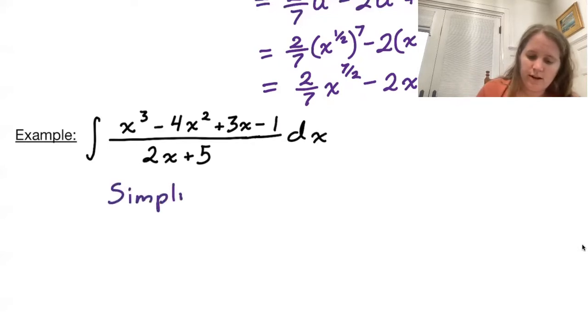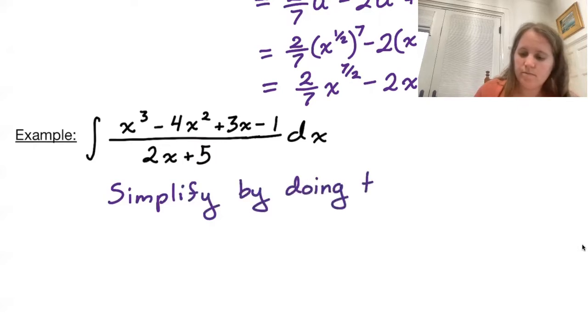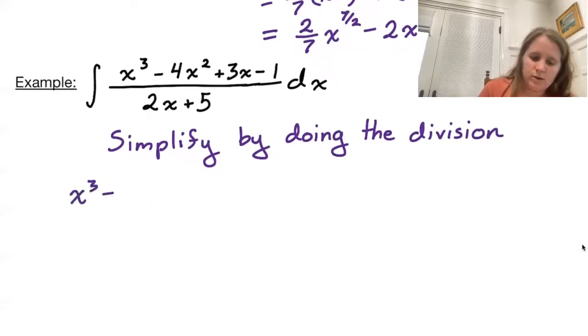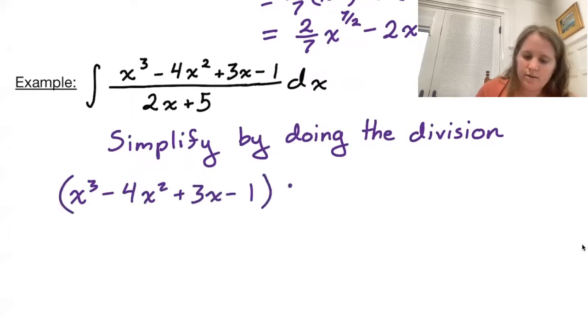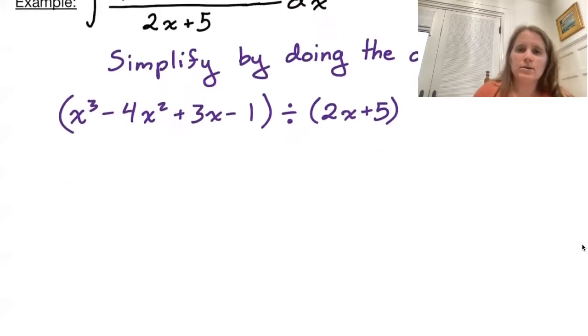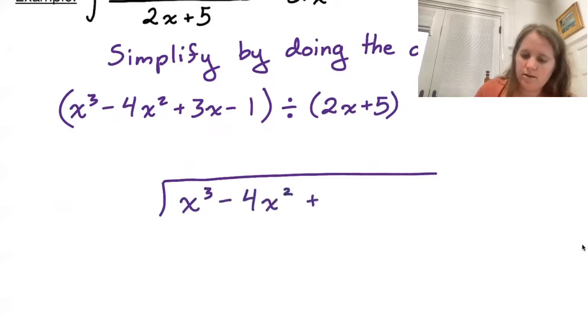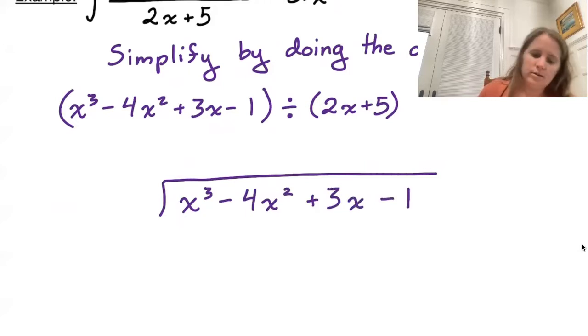And so from here, we will go ahead and simplify by doing the division. So in order to do x cubed minus 4x squared plus 3x minus 1 divided by 2x plus 5, we can set this up as long division. So we have x cubed minus 4x squared plus 3x minus 1. We are dividing by 2x plus 5.